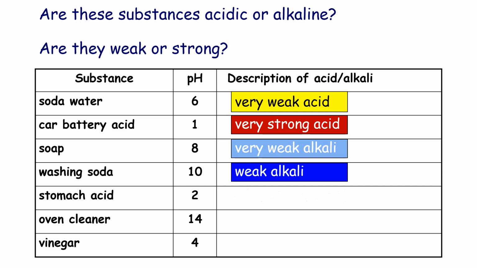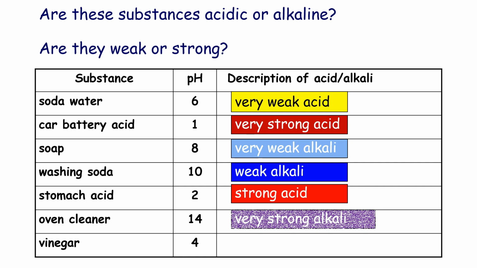Stomach acid, pH 2, strong acid. Fortunately, it's safely contained in the mucus-coated lining of our stomachs. Oven cleaner, pH 14. Oof, guys, you can't get any stronger than this alkali. Very strong indeed. And finally, vinegar, pH 4, is a weak acid.